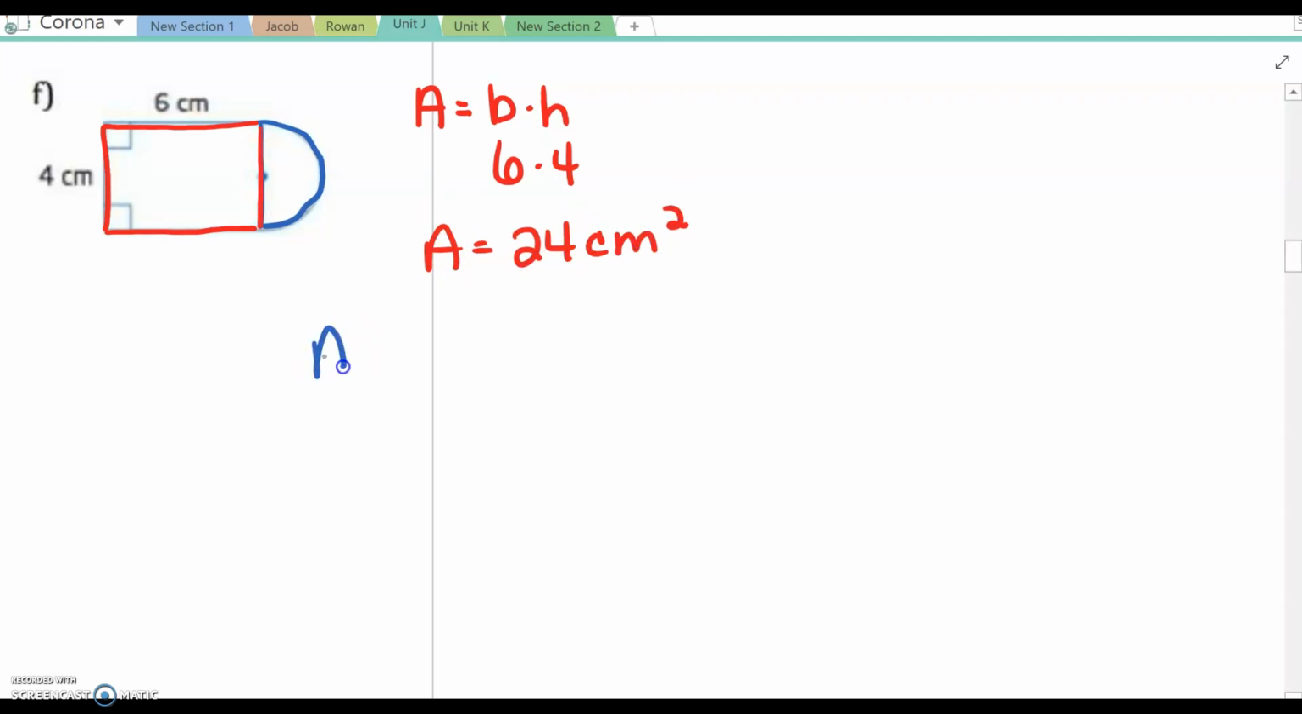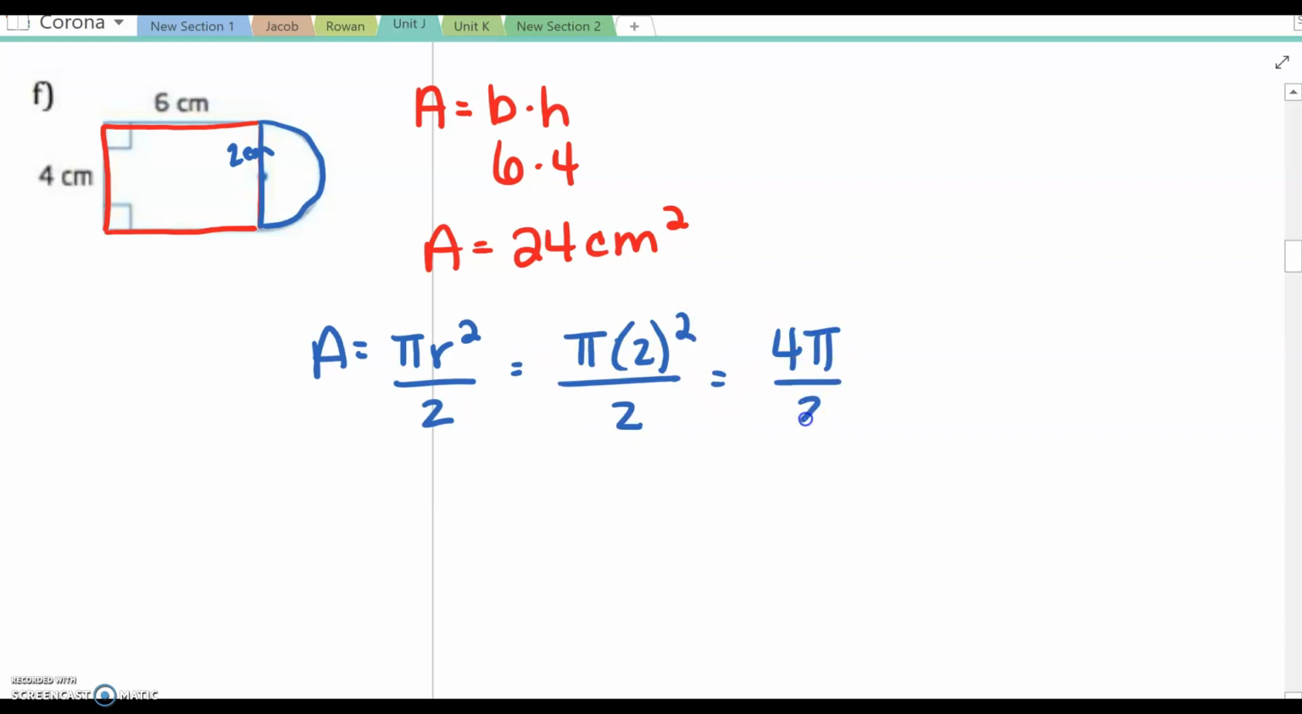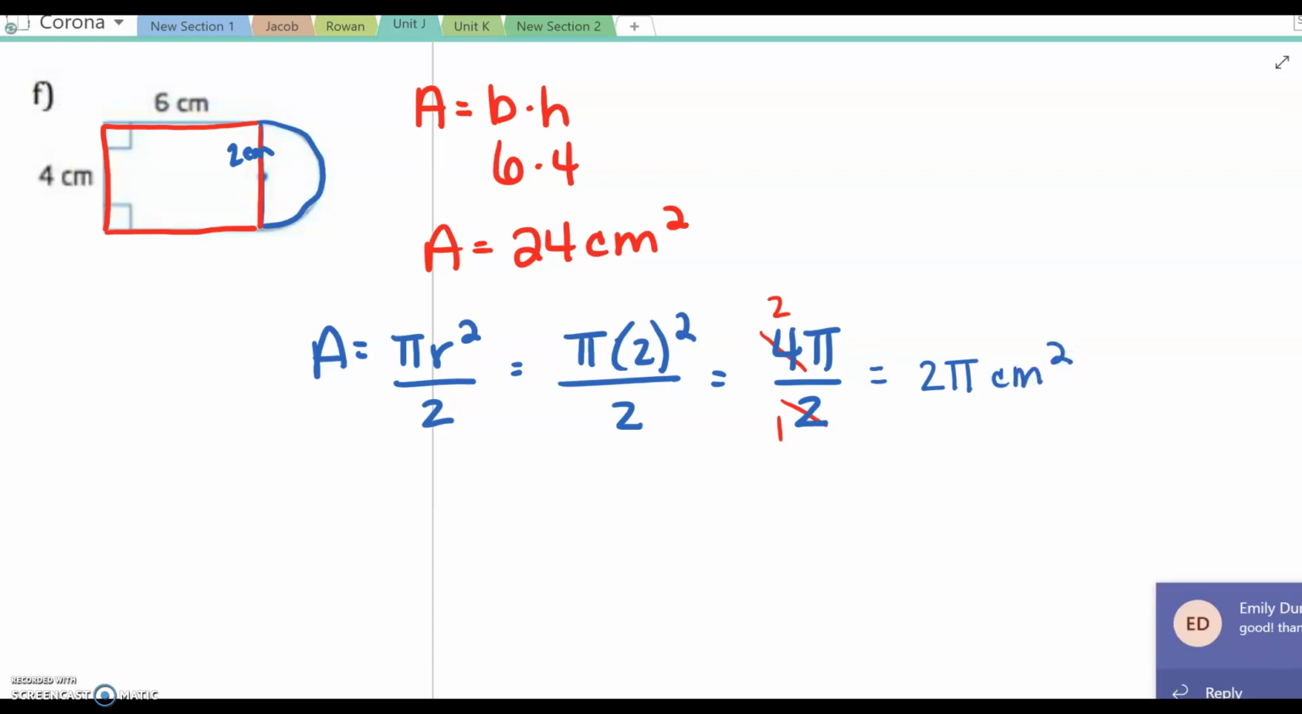To find the area of the circle, I want pi r squared, but I only want half of it, right? So I have to make sure that in the end I cut that in half. My radius here, if this side is 4, then this whole side is 4, which is the diameter. So my radius is going to be 2 centimeters. So I have pi times 2 squared over 2, which is 4 pi over 2. I can reduce and find that my circle has an area of 2 pi centimeters squared. And now I combine.